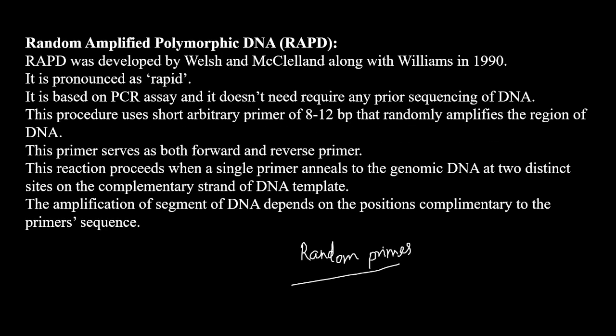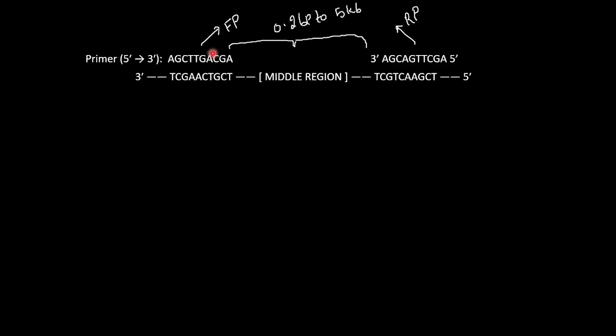One technique is the random amplified polymorphic DNA technique. What happens in this particular technique? You are using a single primer. In my next slide, you can see this is the primer which you are using, and the same primer works as a forward primer and also as a reverse primer. Usually in PCR, we use two primers, forward and reverse. But in RAPD, you are using a single primer, which works as both forward and reverse primer.